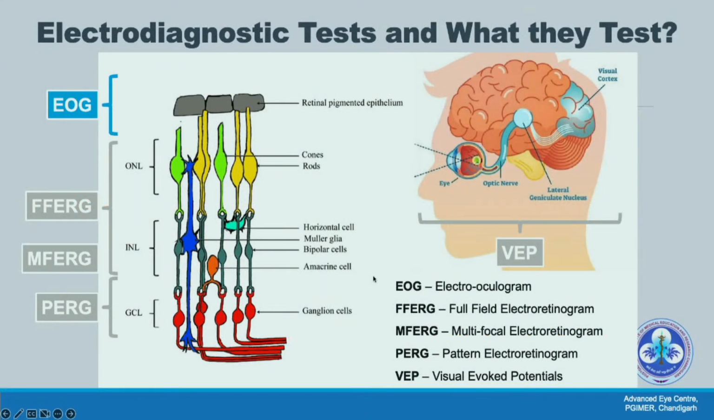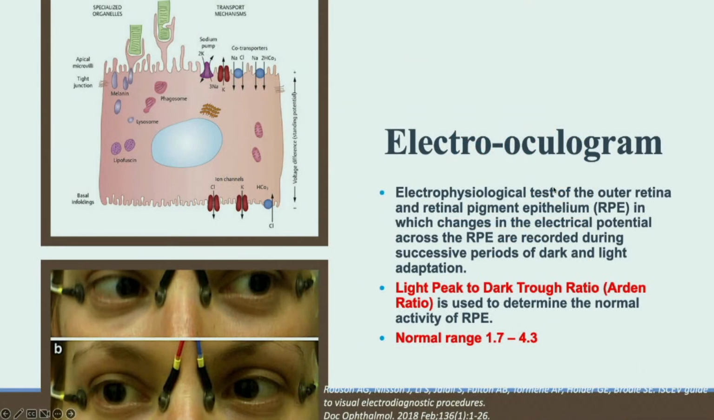So coming to the last one, that is the electrooculogram. So this is for the RPE. It records the potential across a RPE cell from the cornea, from your eye surface.